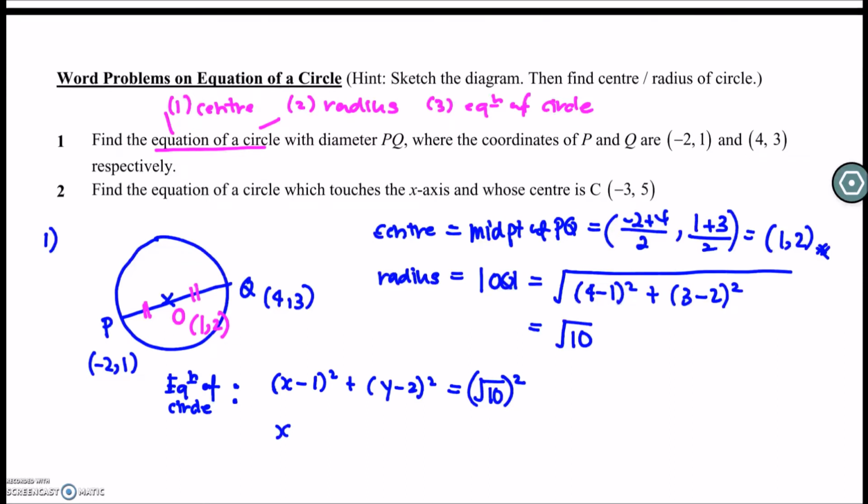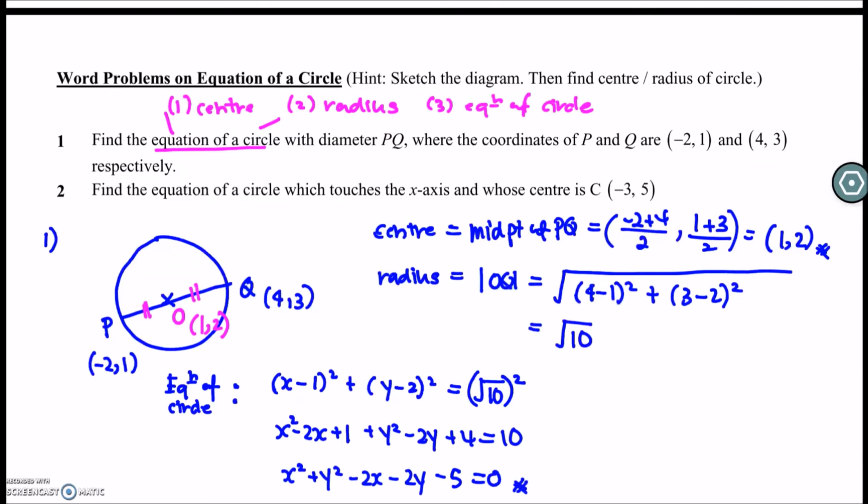We have to expand and simplify. So expanding the left-hand side, and simplify into the general form, which means equate the equation to 0. So x squared plus y squared minus 2x minus 2y plus 5 minus 10, so we get minus 5, equals 0. So this will be our final answer.